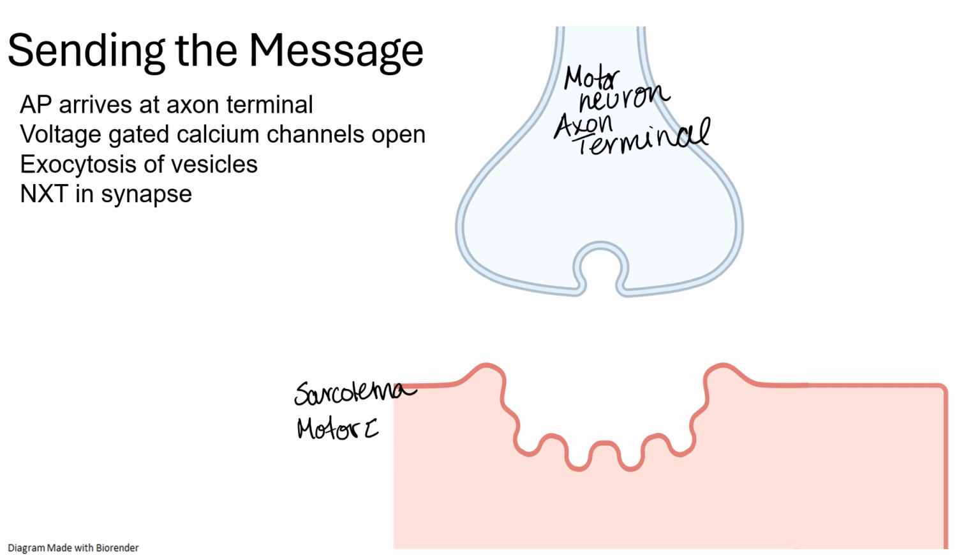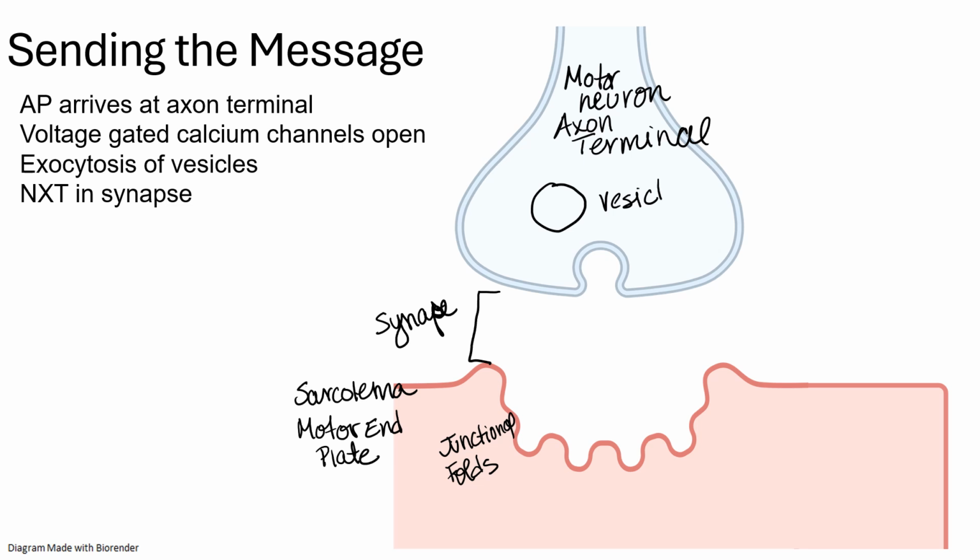That is the area on which a neuron comes in, almost touches it, but doesn't. And these wavy lines here are also called junctional folds, and all they do is increase the surface area at the motor end plate. This is the synapse. We know that there are vesicles in the axon terminal and that these vesicles contain ACH.